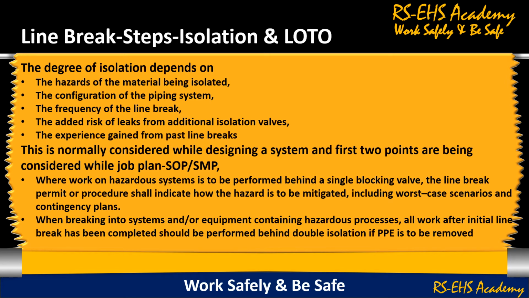Where work on a hazardous system is to be performed behind a single blocking wall, the line break permit or procedure shall indicate how the hazard is to be mitigated, including worst case scenarios and contingency plans. When breaking into systems and or equipment containing hazardous processes, all work after the initial line break has been completed should be performed behind double isolation if PP is to be removed.